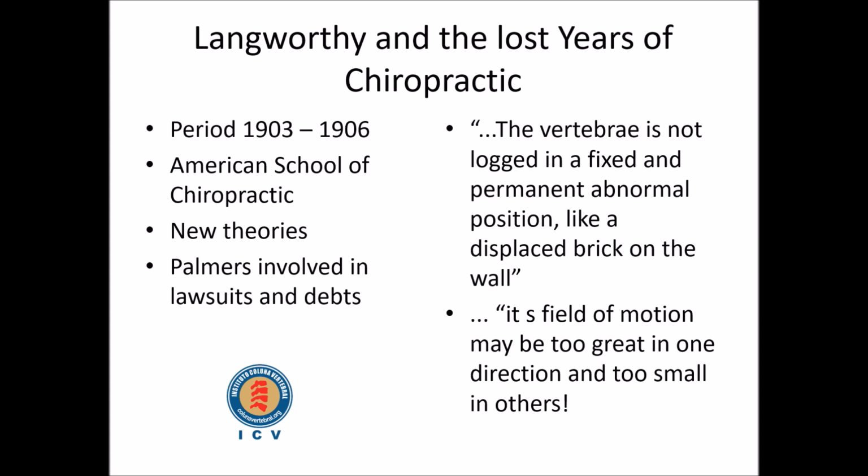And in this book, Solon Langworthy wrote about subluxation and about other types of concepts that are very interesting that we can speak about later. But what is very important is what he wrote about subluxation. He wrote that the vertebra is not locked in a fixed and permanent abnormal position, like a displaced brick on the wall. He also wrote its field of motion may be too great in one direction and too small in another.